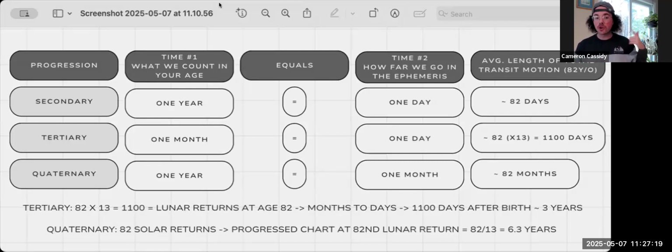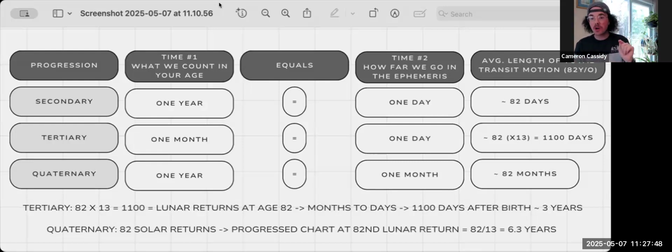So when you have 82 solar returns, you're going to move the chart a month ahead for every solar return you have. So with secondary, it's solar return and you move it a day down. With tertiary, it's lunar return and you move it a day down. With quaternary, you get a solar return and you move it a whole lunar return. You move it a whole month ahead for every year.